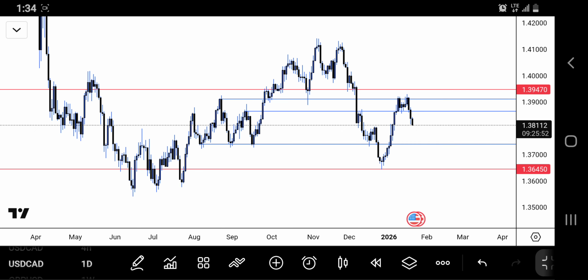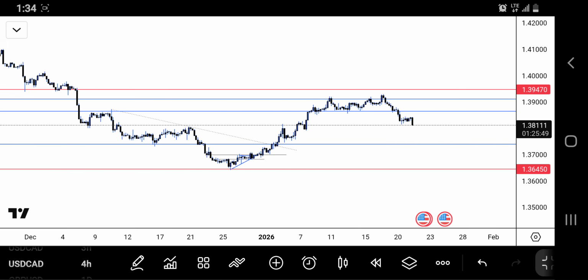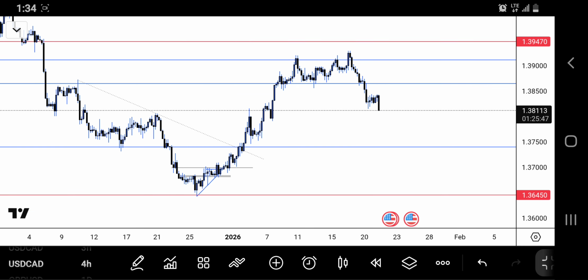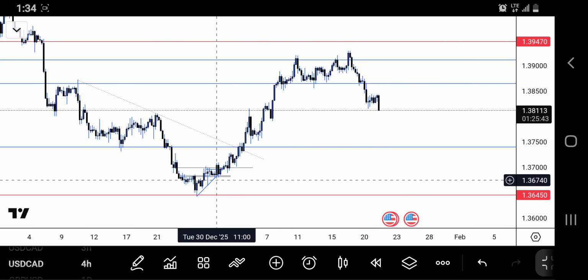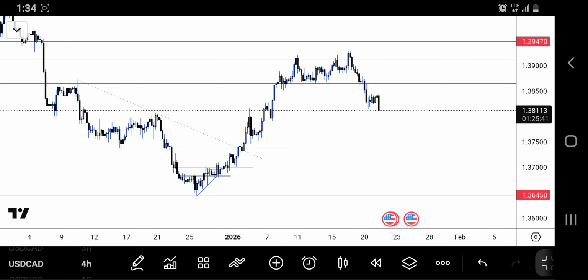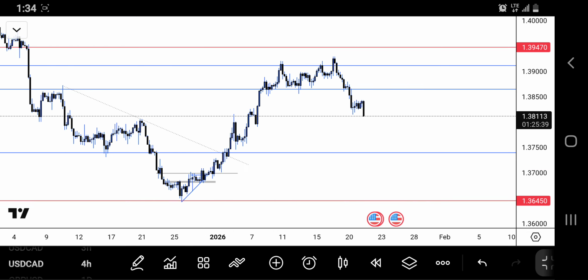Okay, so let's go to the 4 hour. On the 4 hour, you can see some of my old analysis on this thing. Yes, that was the time I caught a buy, I think around there. I'm just going to let those ones stay there.